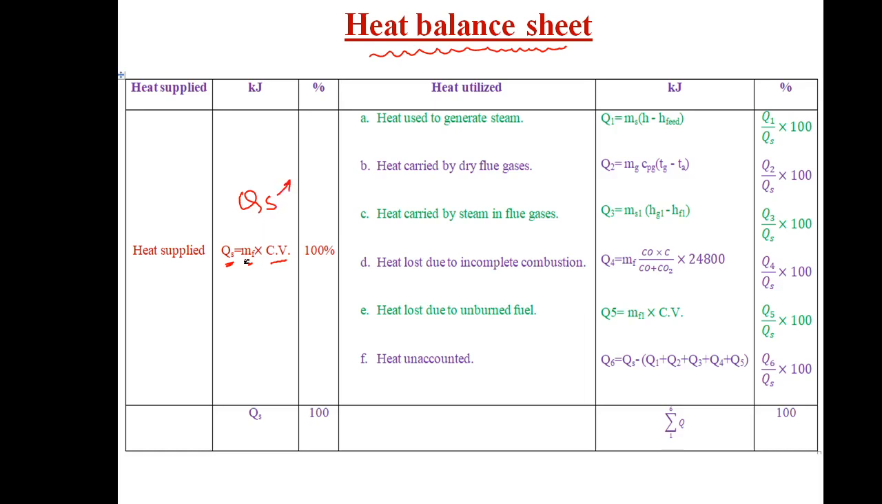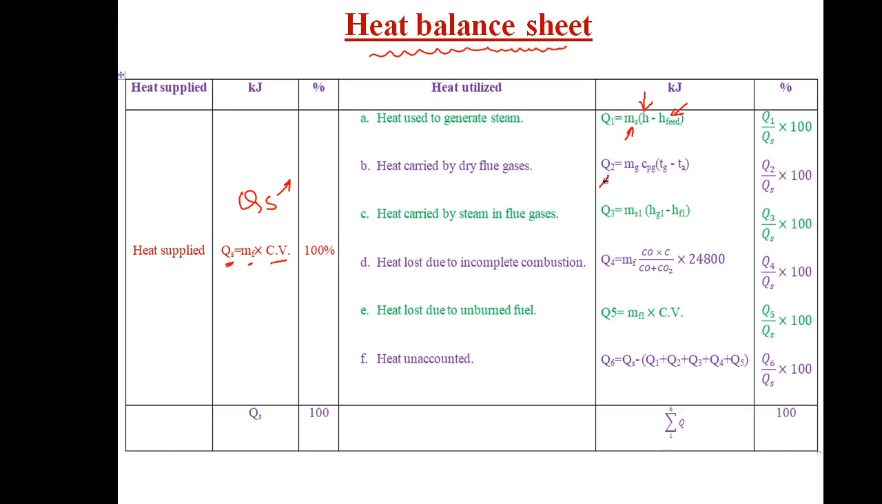So if we are supplying MF, then it has to liberate this much amount of heat energy. Then, heat used to generate steam. So we know H, the enthalpy of steam coming out, then the enthalpy of water supplied to the boiler. So H minus H feed, this much amount of heat is obtained by water to convert it into steam. MS is nothing but the mass of steam. MS into H minus H feed is nothing but the amount of heat absorbed by water to get converted into steam.